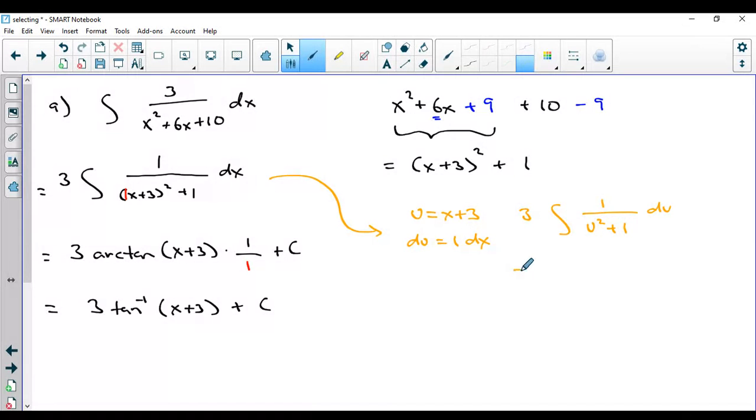Do you know a function whose derivative is 1 over u squared plus 1? Again, you should say yes. We just did it. It's arctangent of u. So 3 arctan of u, plus c. Then we back substitute. You picked u as x plus 3, so you're going to get the same exact thing that we got right here.